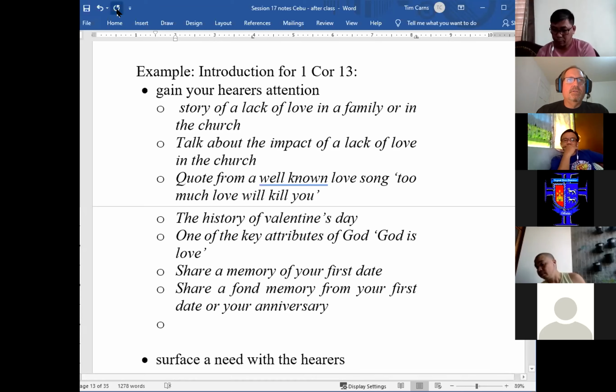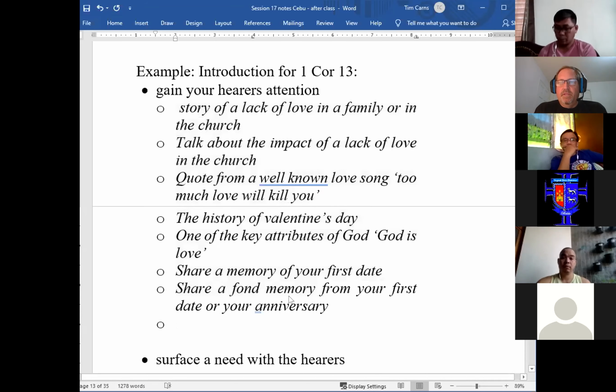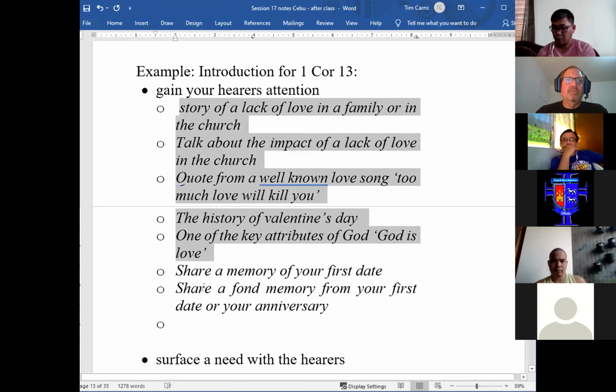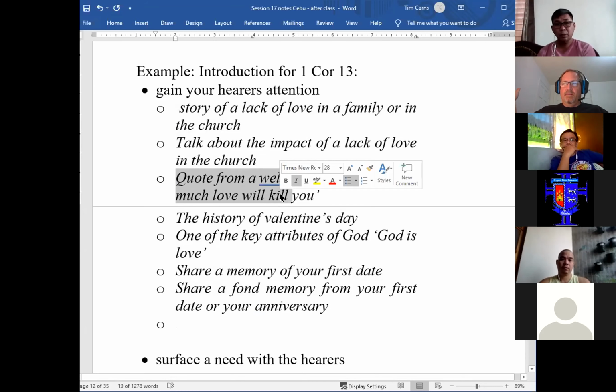But you see what we're doing here? We just come up with 3, 4, 5, 6, 7 possibilities for an introduction. Now they're not fully written out, but they're just ideas to get your mind going. You may not use any of these. I've done that before where I've come up with a few ideas and then I start writing one of them and then all of a sudden something pops in my head.